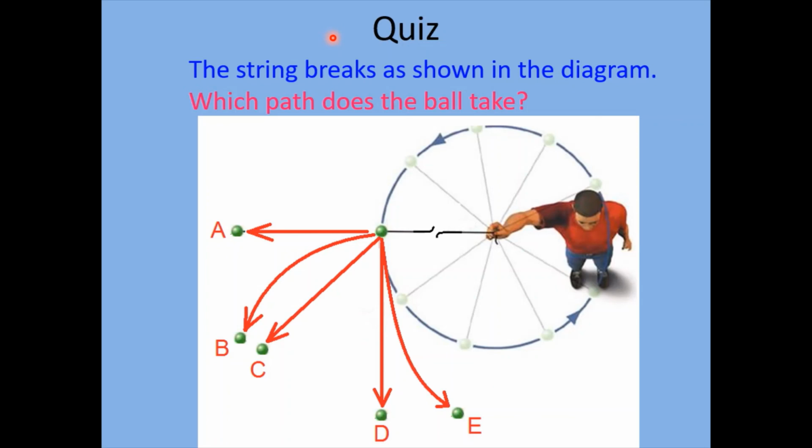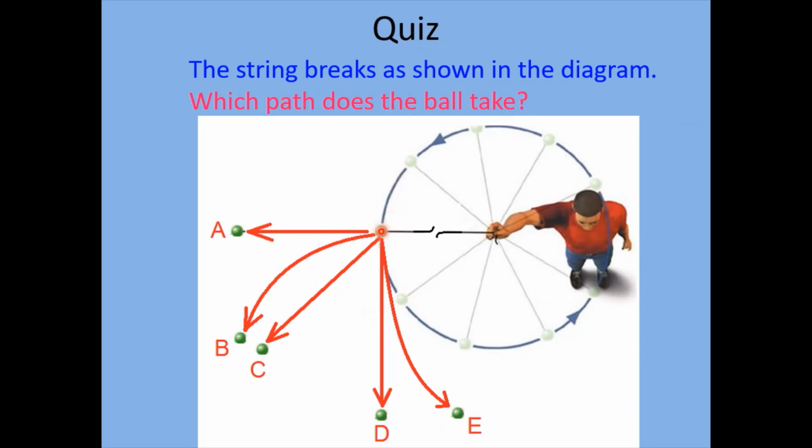So here's our guy again, and he's twirling this ball around over his head in a circle like this. We're looking down at this from up on the ceiling. And all of a sudden, when the ball gets right here, the string snaps. All right, he was twirling it too fast. Too much tension in the string, and the string snaps. So the question is, which path does the ball take?